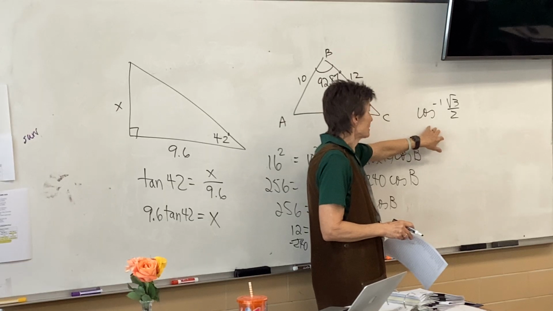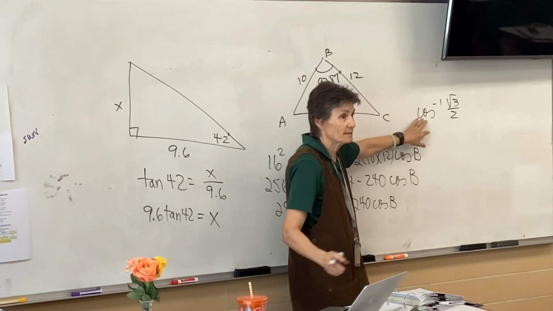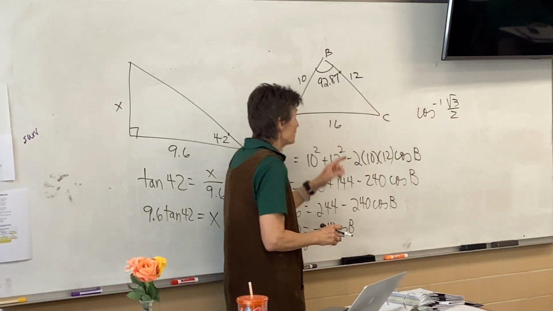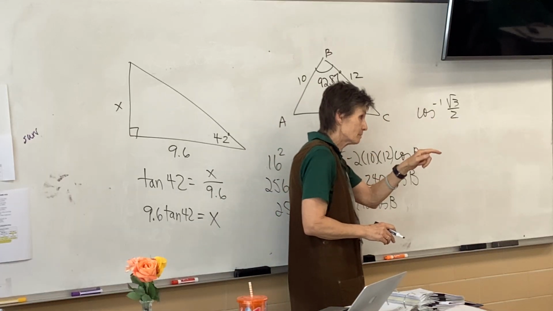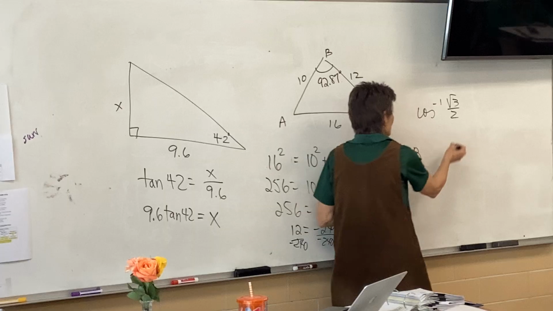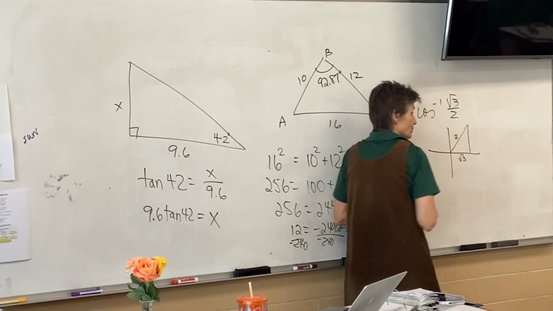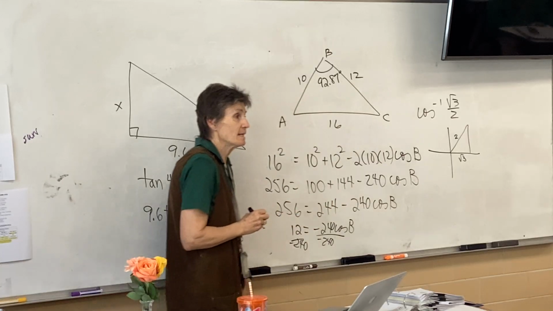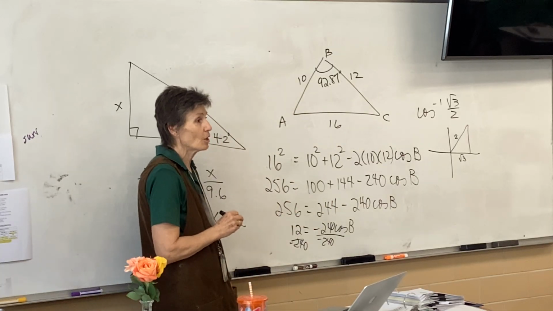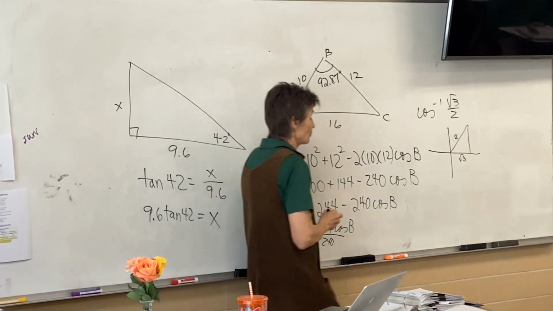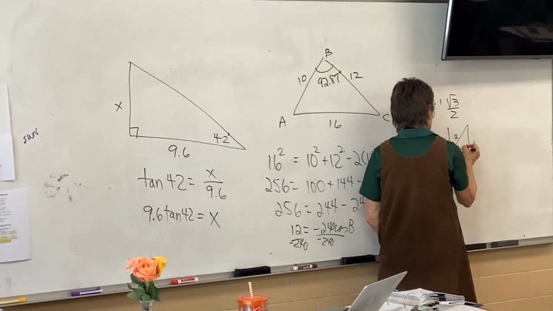Now, guys, what is this asking me to find? The inverse of that. Find the angle whose cosine is √3/2. 30 degrees.